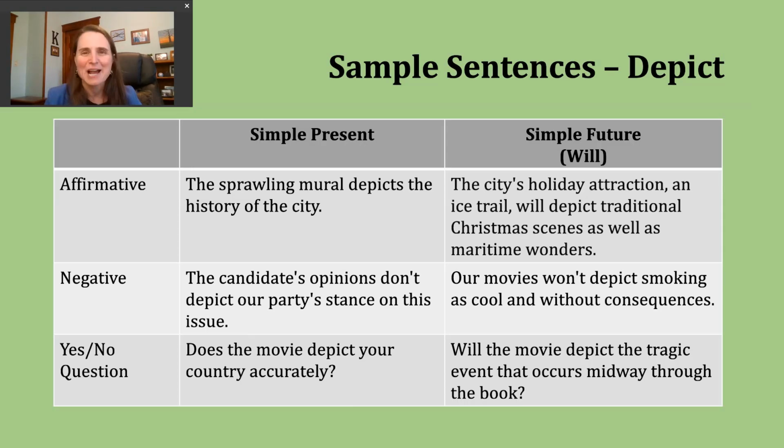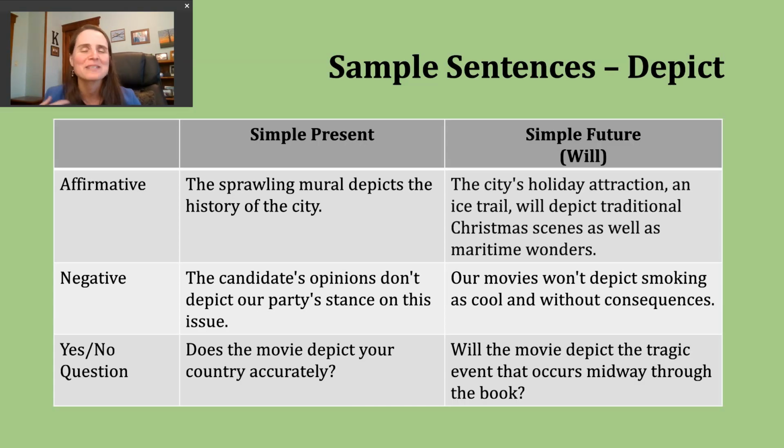The nice thing about making sentences in the simple future with will is that our structure is going to stay the same no matter what our subject is. So in the affirmative, start with a subject, use will, and then use the base verb. No special endings. Here's an example. The city's holiday attraction and ice trail will depict traditional Christmas scenes as well as maritime wonders. Saw this sentence from a UK newspaper.